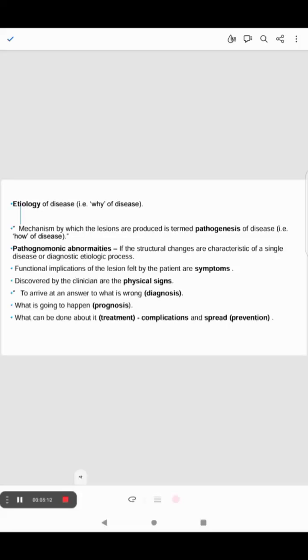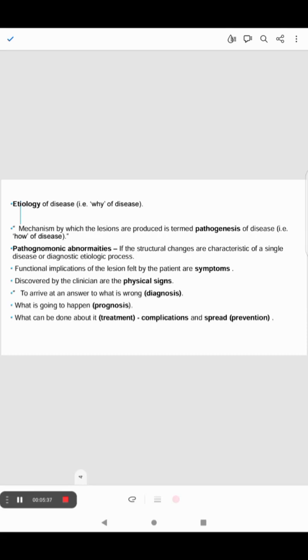Next, coming to pathognomonic abnormalities. What do you mean by pathognomonic abnormalities? These are the structural changes happening in the cell that are very characteristic of one particular disease or one particular etiological process. Meaning if one disease is there, then this feature must be there. That is a pathognomonic abnormality.